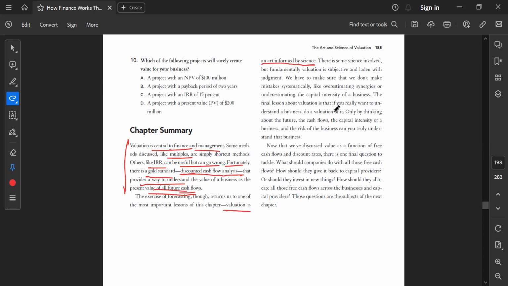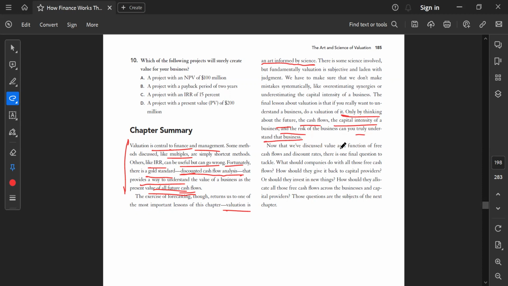और यहाँ पे फाइनल एक बात बोला है कि हम अगर किसी बिजनेस को सच में समझना चाहते हैं तो हमें उसका वैल्यूएशन करके देखना चाहिए। ठीक है, ओनली बाय थिंकिंग अबाउट द फ्यूचर, द कैश फ्लोज, द कैपिटल इंटेंसिटी ऑफ द बिजनेस एंड द रिस्क ऑफ द बिजनेस can you truly understand the business.